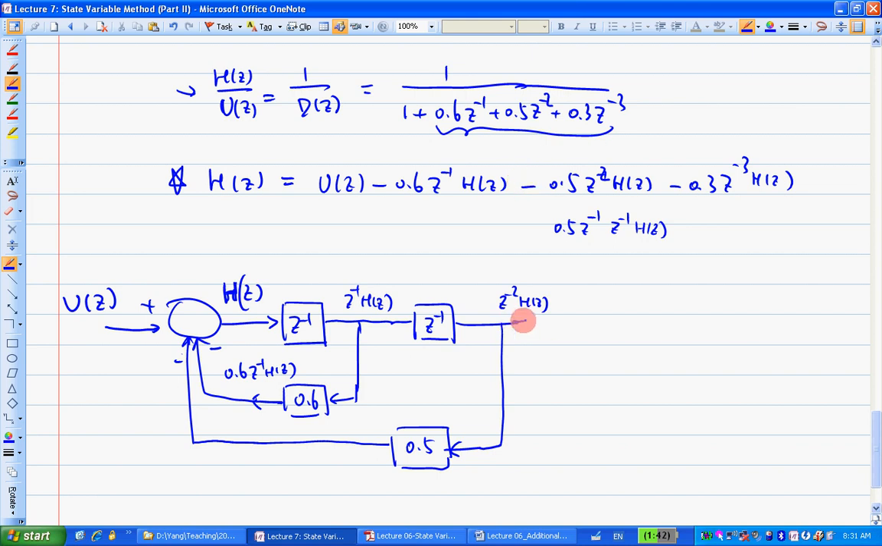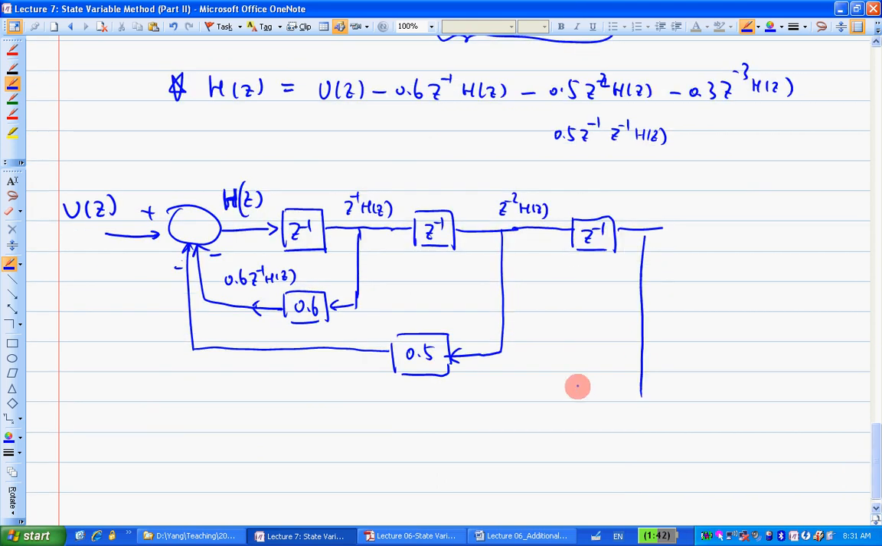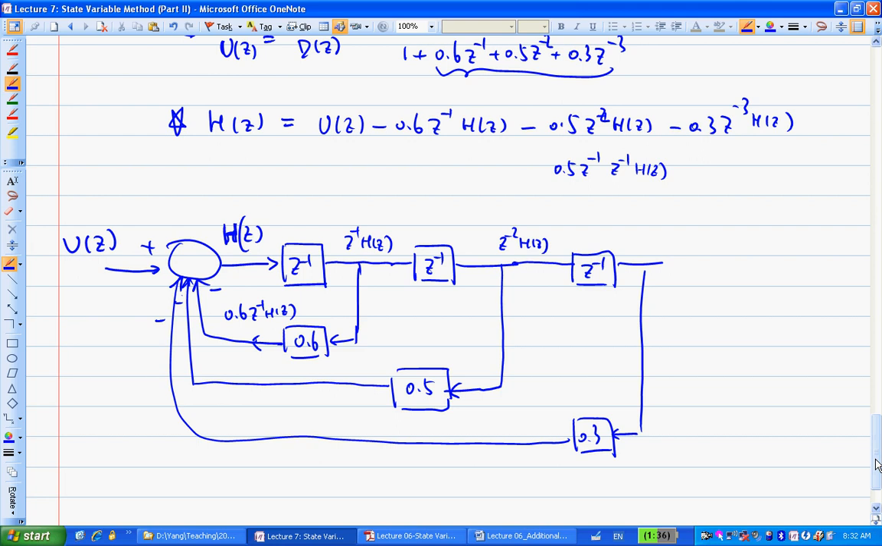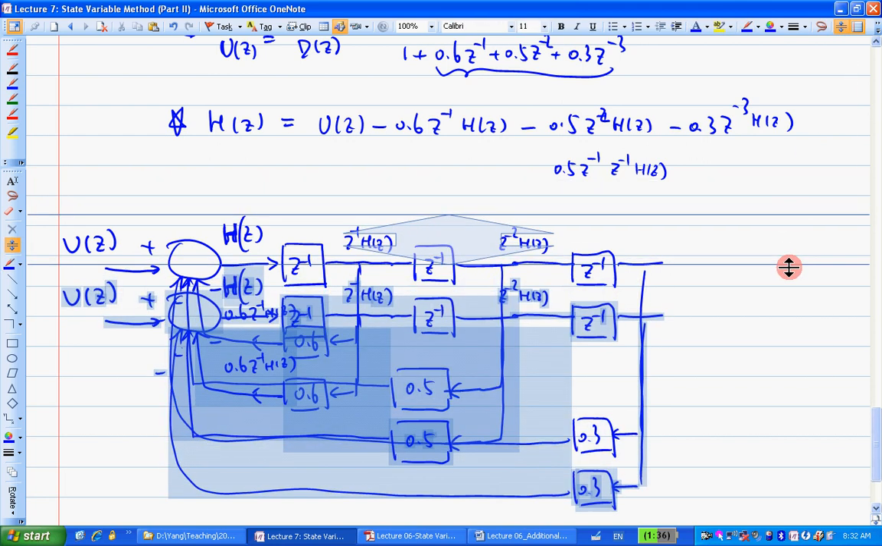Similarly, keep going. One more, and 0.3. Feed it back. So this portion, realize this portion, right? Is that good? Yeah. Okay, so then we've done a little bit here.